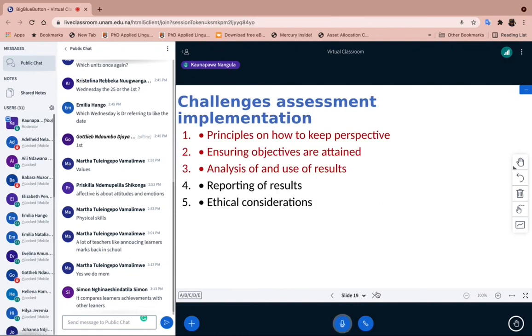So far we have covered the principles of how to keep perspective, and we have looked at ensuring objectives are attained, and analysis and use of results. Now we're going to look at reporting of results and ethical consideration. I don't know how far we're going to go with this because we only have 10 minutes left, but we'll try by all means to cover everything. If you have any questions, please do ask your questions now.